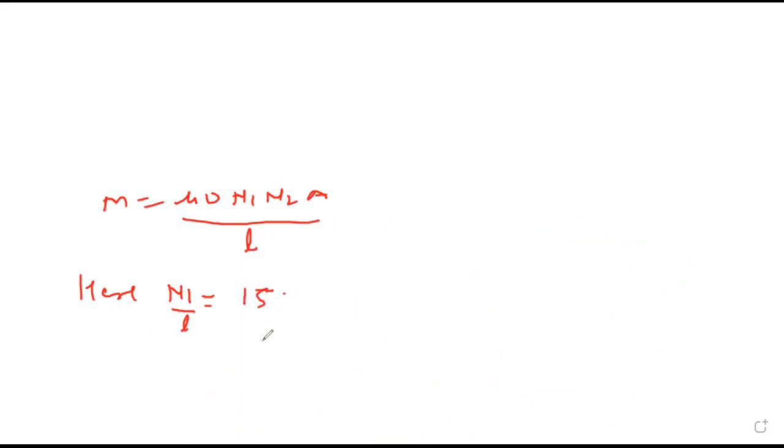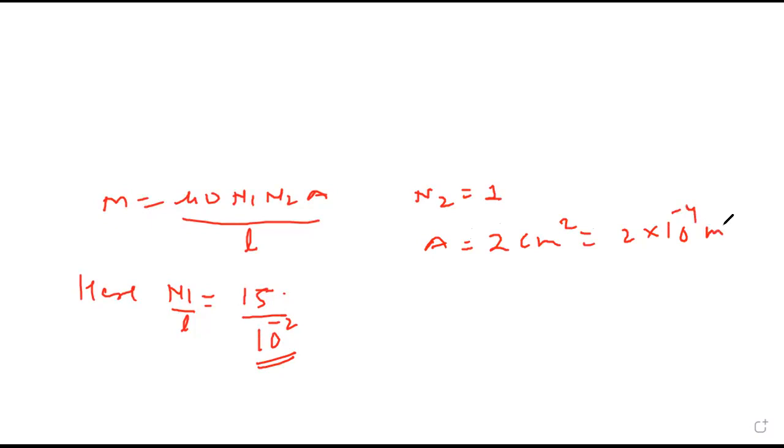15 diya na shayad, kitna diya? 15. In centimeter they have given? Yes, sir. So 15 turns per centimeter. Per centimeter means 10 raised to minus 2 meter? Yes, sir. And N2 is 1. Area A, kitna hai wo loop ka area? 2 centimeter square, that is 2 into 10 raised to minus 4 meter square.